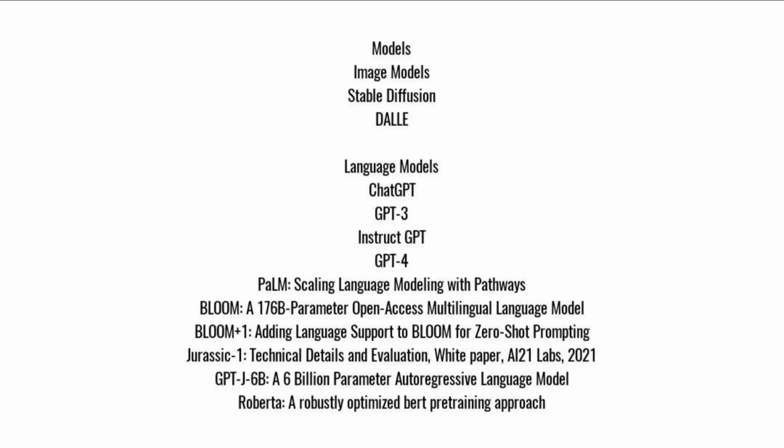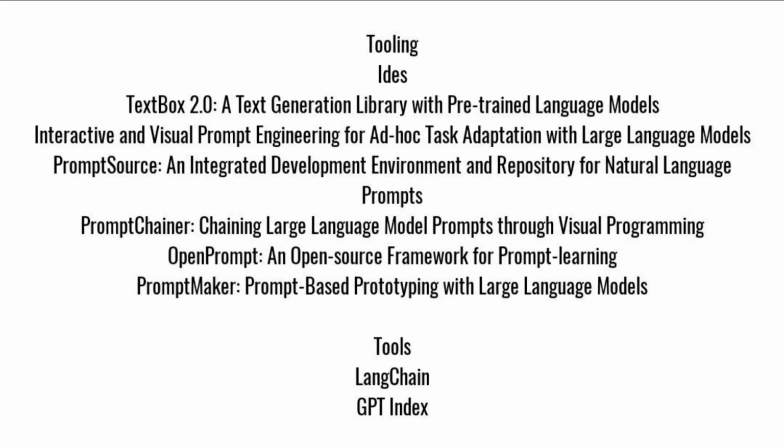Jurassic-1, technical details and evaluation, white paper, AI21 Labs, 2021. GPT-J-6B, a 6 billion parameter autoregressive language model. RoBERTa, a robustly optimized BERT pretraining approach. Tooling. IDEs. TextBox 2.0, a text generation library with pre-trained language models.